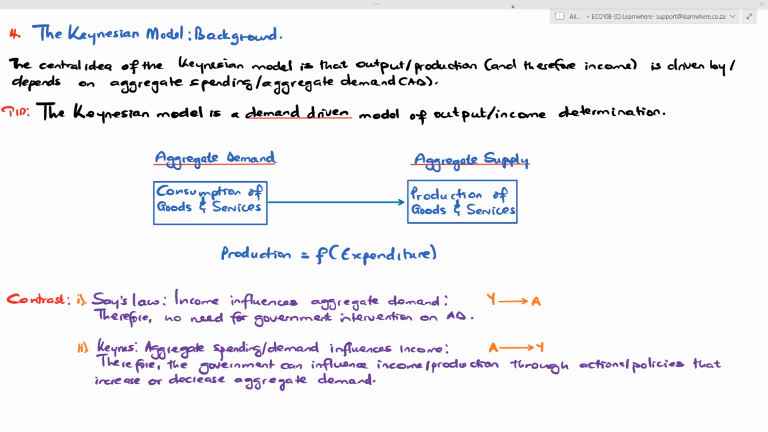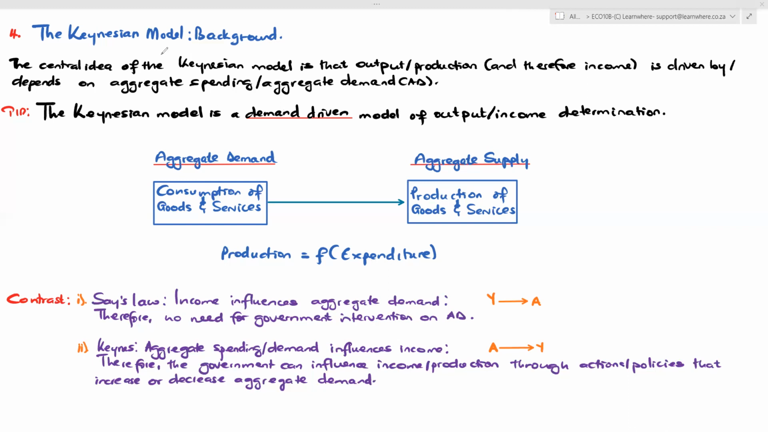Okay, so the next model that we're going to look at today is the Keynesian model. This is really the model that you are going to be tested on in macroeconomics. Yes, of course, you really need to understand something about Say's law, that it is a supply-driven model, but the model that you really need to make sure that you understand inside and out is the Keynesian model. And we are going to analyze this model step by step without leaving any stone unturned.